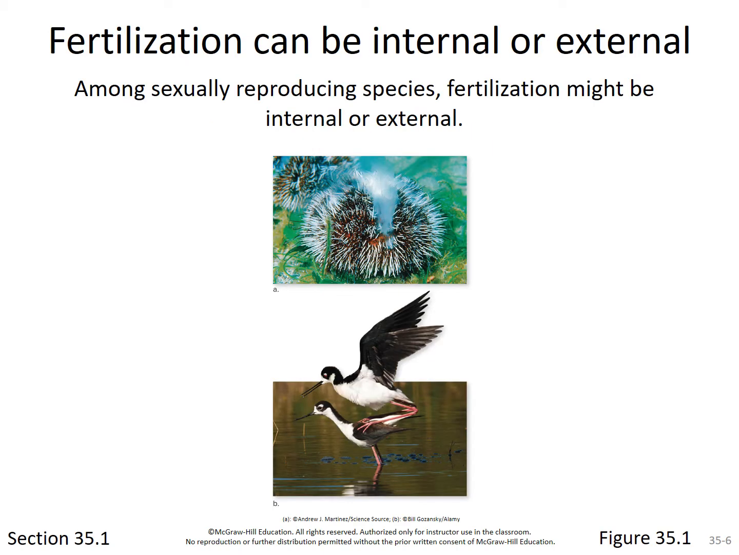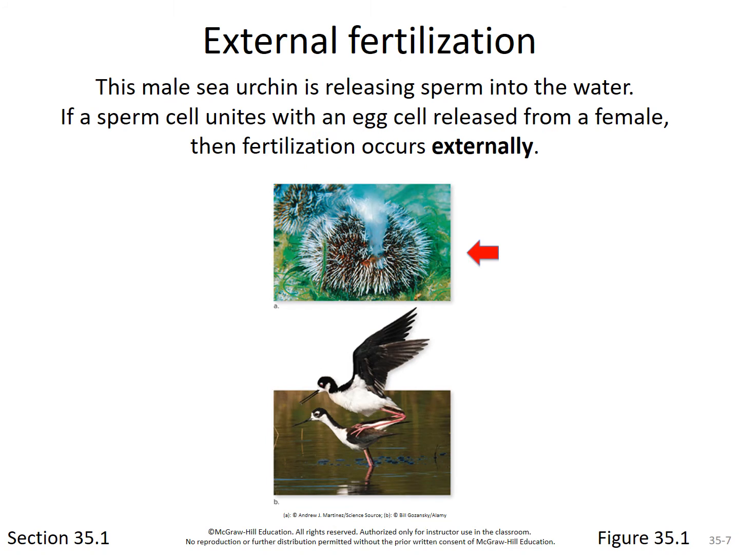So among sexually reproducing species, fertilization can either be internal or external. And you see in the top picture here that the male sea urchin is just releasing sperm into the water. So if the sperm cells that are there unite with an egg cell that's released from a female, then you've got external fertilization.